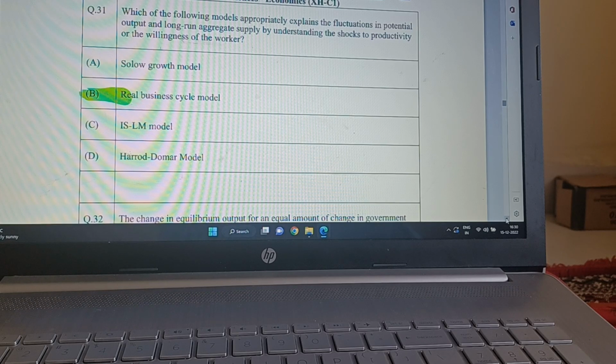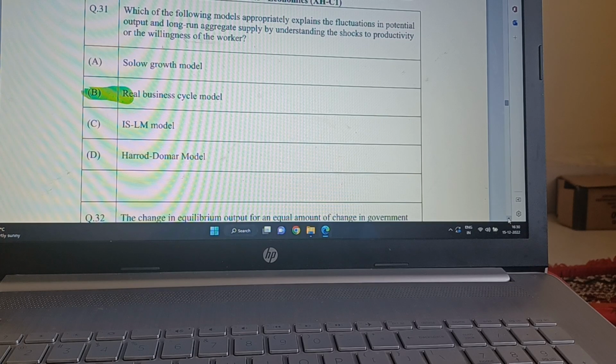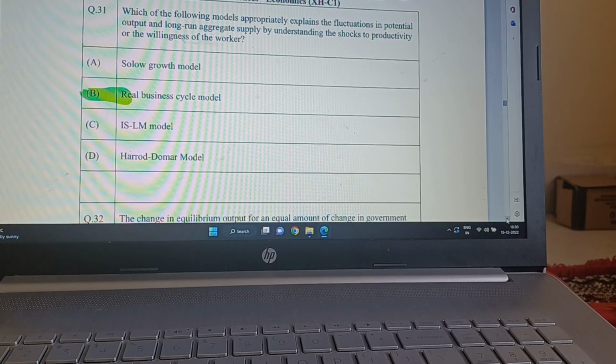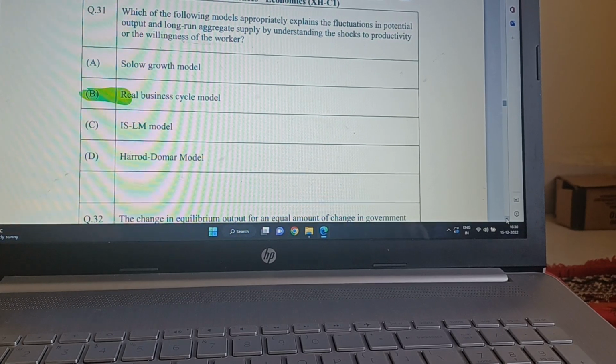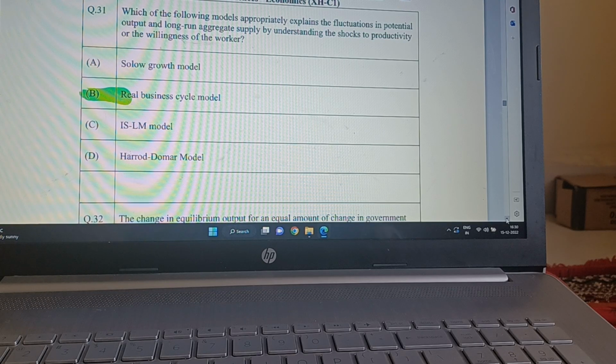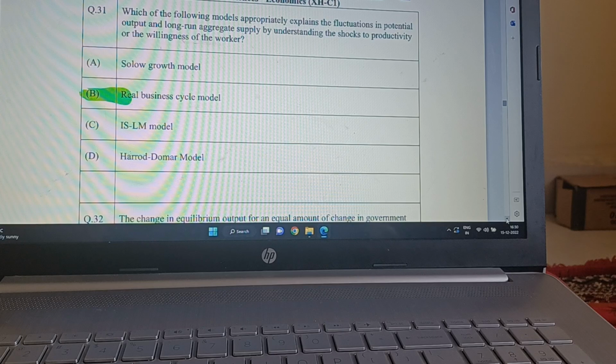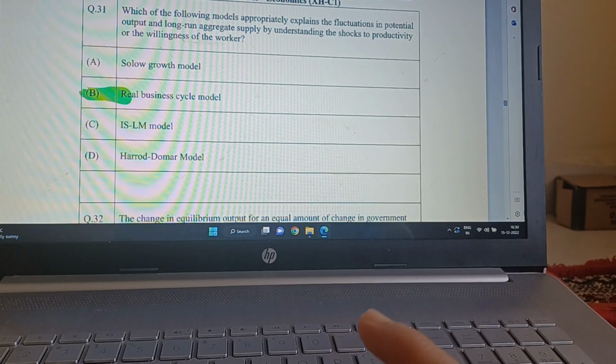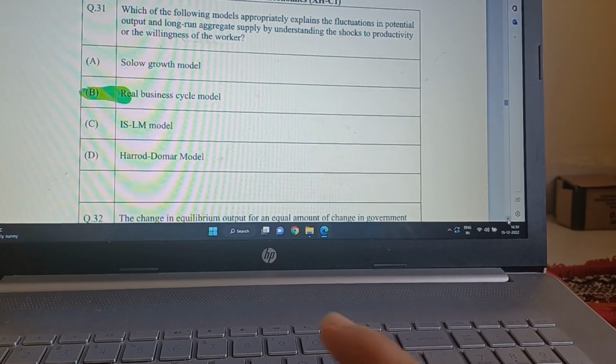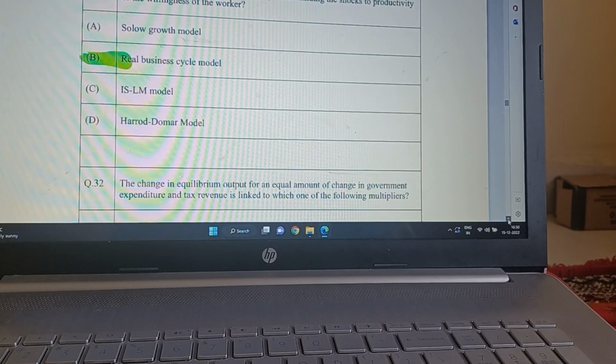And then the third is the Harrod-Domar growth model, or Harrod-Domar model, which is a growth model like the Solow growth model. Hence, it is also not related to business cycles, because business cycles don't talk about growth. They talk about fluctuations in the potential GDP or potential output. So for this question number 31, B is the correct answer.